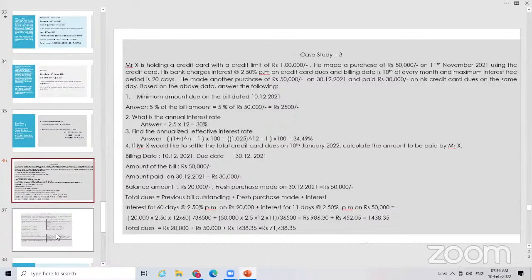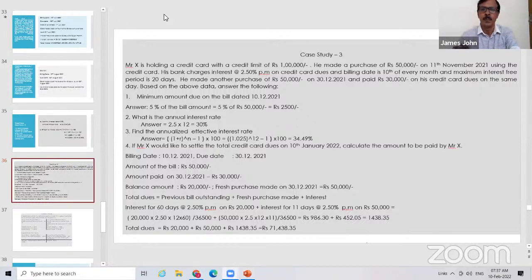Sir, one doubt. If we are purchasing on the 10th, that is, on the bill date, is that amount also included in the bill of that month? Yes, if he has made a purchase on the 10th, that is included.